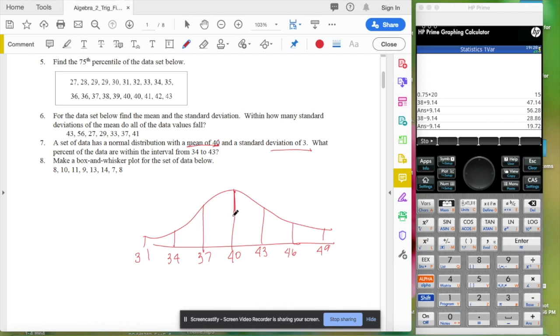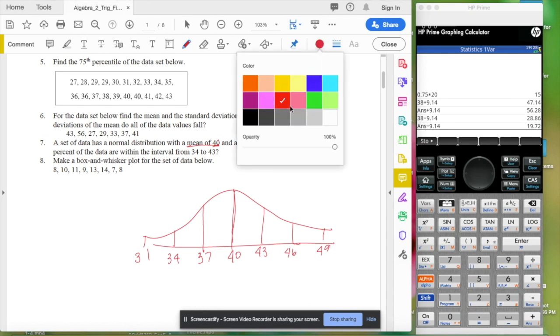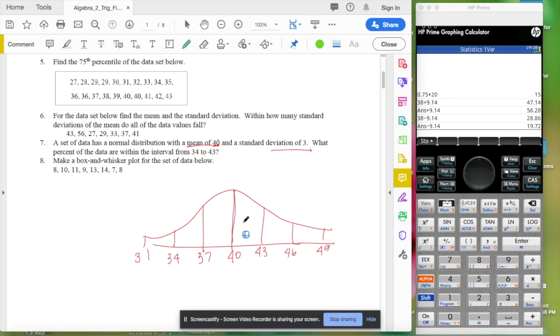Now remember with standard deviation, we have our percentages in here. Let's see if I can change the color. Green. Remember, this is 34%. This one is 13.5%. This one over here is 2.35. And then the exact same thing on this side as well.